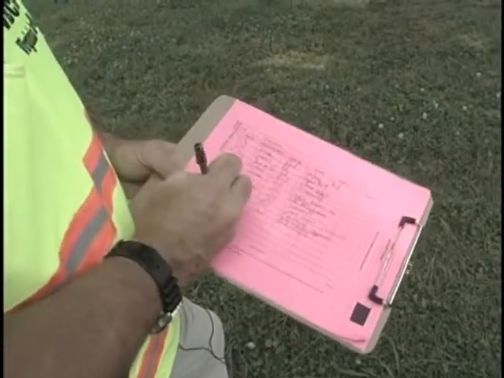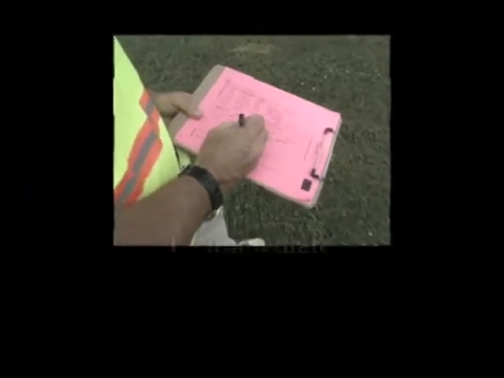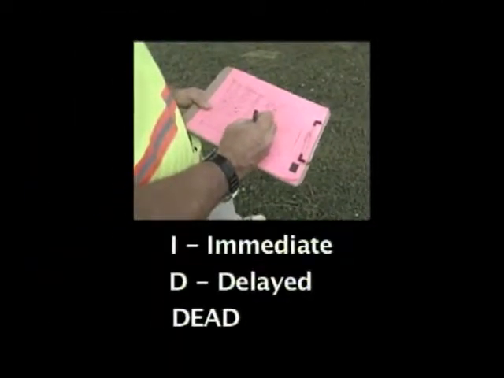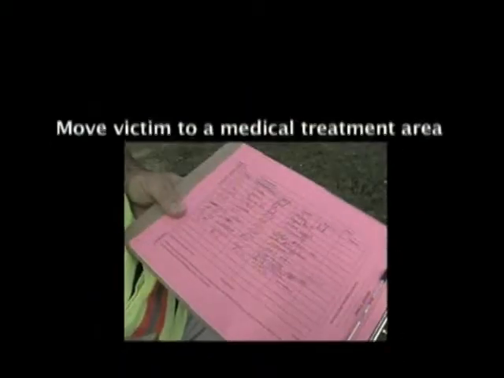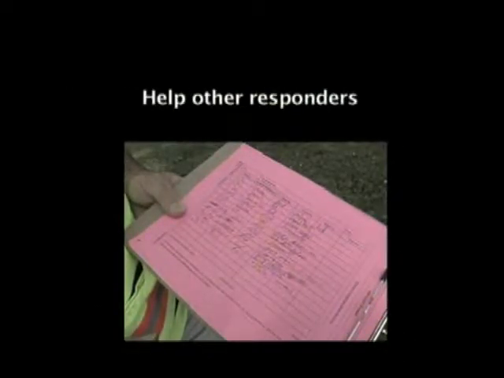After you triage victims in an area, document what you've done. Record the number of victims by an I, D, or dead category and their locations. This documentation will be important for your team if you move the victims to a central medical treatment area and will help other responders when they arrive on the scene.